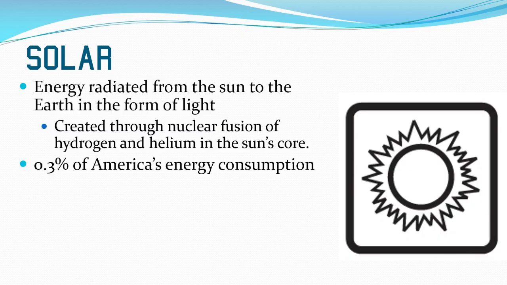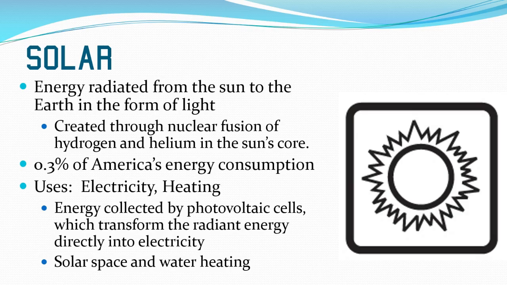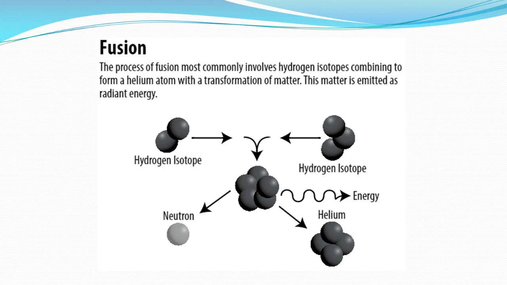Right now, this is about 0.3% of America's energy consumption. We use it mostly for electricity, but also for heating. Energy collected by photovoltaic cells can transfer radiant energy, so light energy, directly into electricity from one form to another. And then we can use solar power to heat water and heat air.